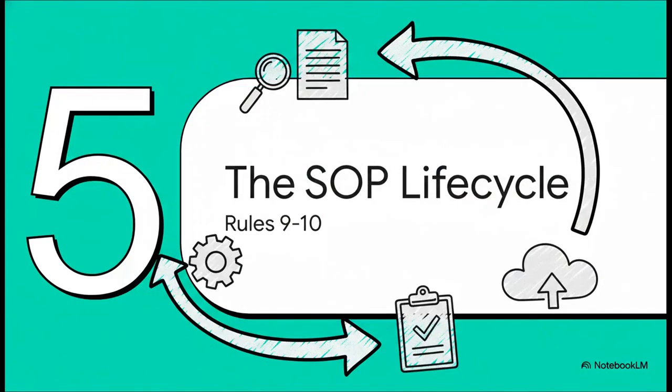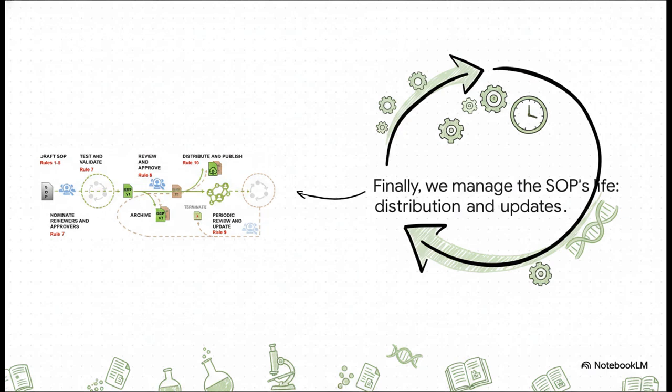So, your SOP is approved, it's signed, fantastic. But you can't just file it away and forget about it. A good SOP is a living document, and that brings us to our final phase, the ongoing life cycle of your SOP. Let's look at our workflow one last time. See this? After approval, the SOP gets distributed and published. But notice that little arrow that loops back around? That's key. It represents the ongoing cycle of review and updates that keeps the document alive, relevant, and useful.